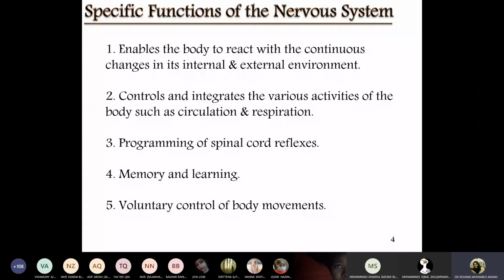Internal environment, any example do you know of? Changes in the internal environment. Like for example, blood pressure, body temperature, is it like that? Yeah, very good. Sugar levels. Yeah, so sugar levels, okay, yeah.